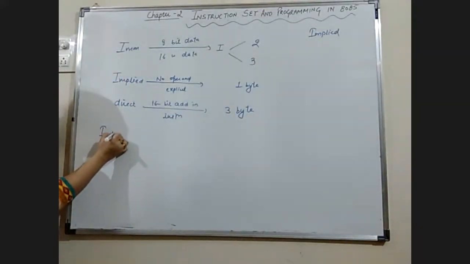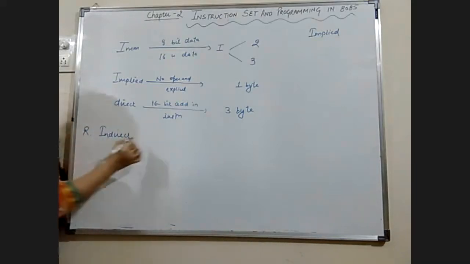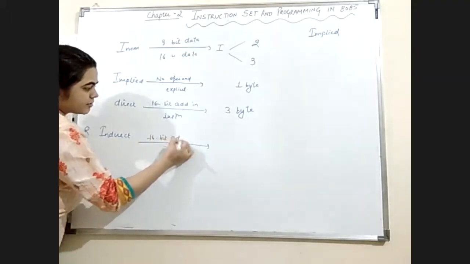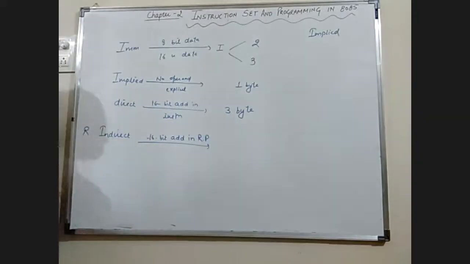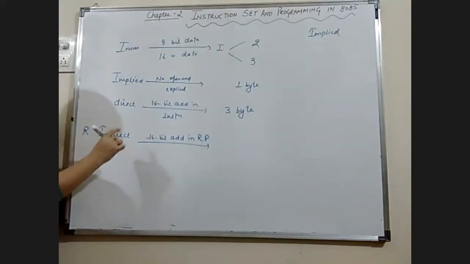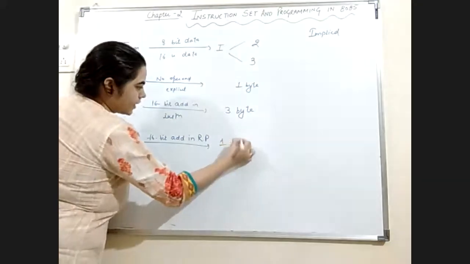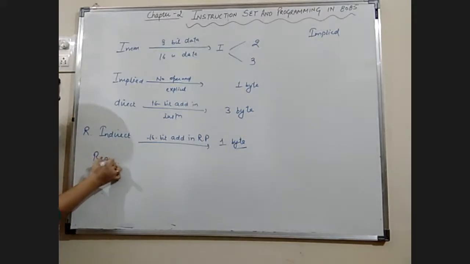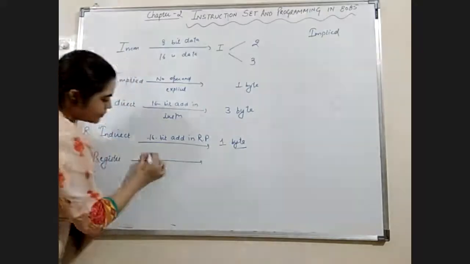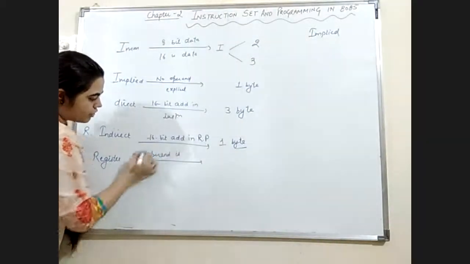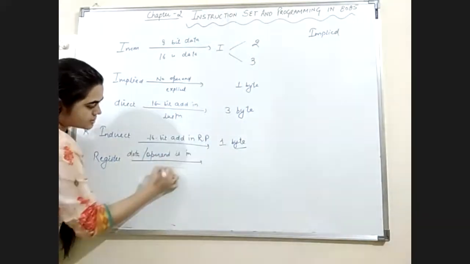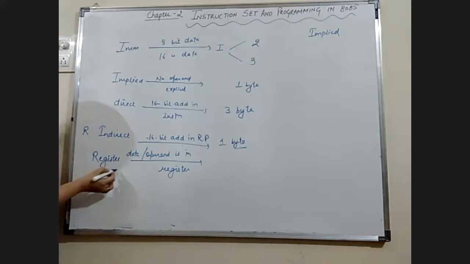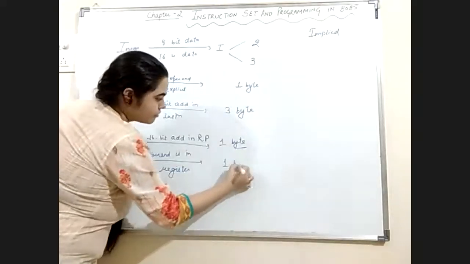Next we have the register indirect addressing mode. In this case, the 16-bit address is in the register pair. Okay, so the 16-bit address is in the register pair. So these instructions are always of 1 byte because no direct data is specified in the instruction. The last one we have is the register addressing mode. So here the operand, or we can say the data, is in the registers. Okay, so both the source as well as the destination are registers only. Again, these types of instructions are of 1 byte.